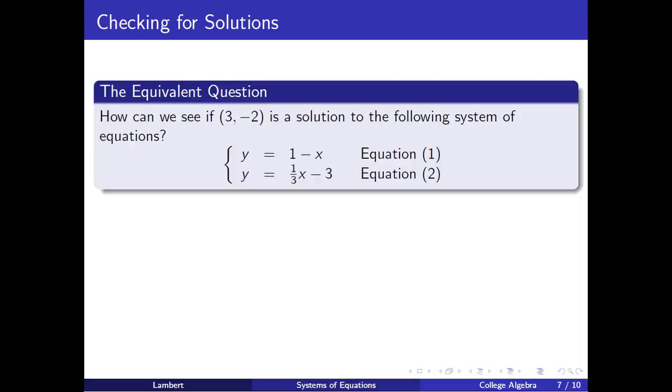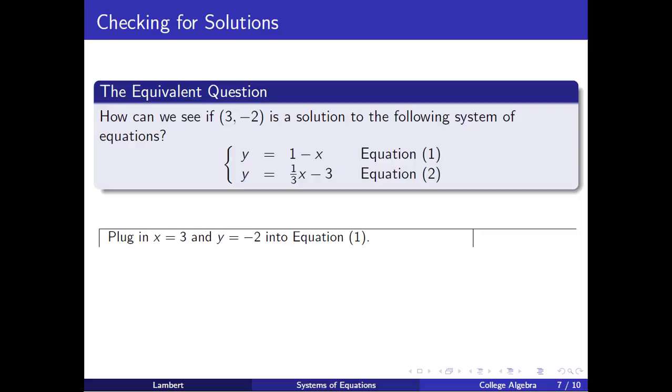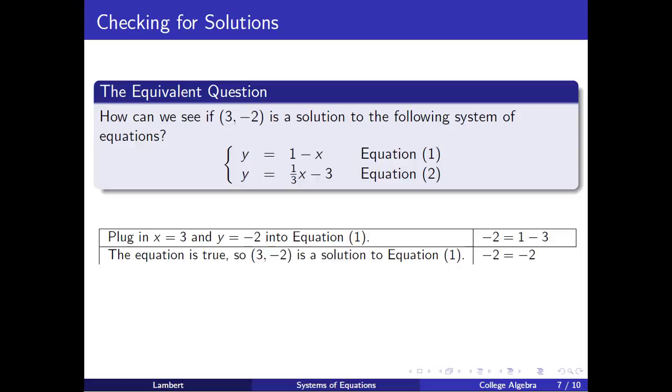Now let's see if we can verify that (3, -2) is in fact the solution. That means (3, -2) needs to be on both of these lines, or make both of these equations true. We'll begin with equation 1, and we want to plug in x equals 3 and y equals -2. Since we're considering that ordered pair (3, -2), we plug that into equation 1, and we get -2 equals 1 minus 3. We can immediately see that this is true because you get -2 equals -2. Both sides are equal, so (3, -2) is in fact a solution to equation 1.